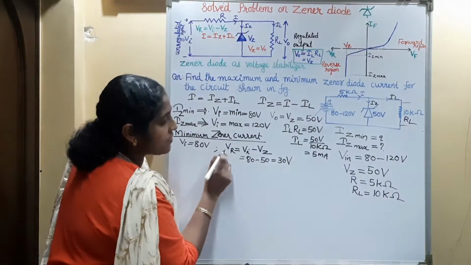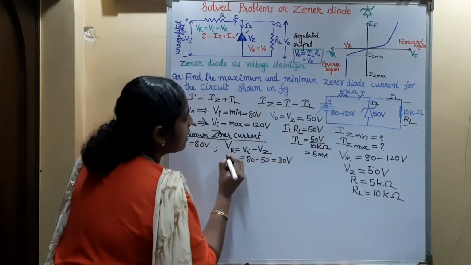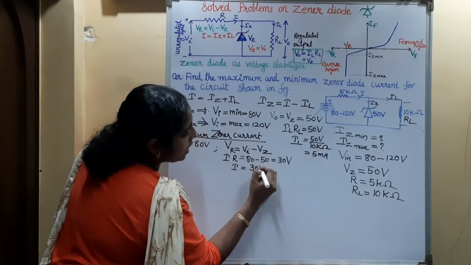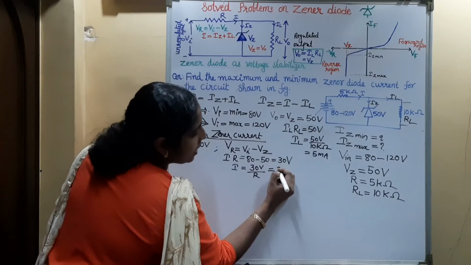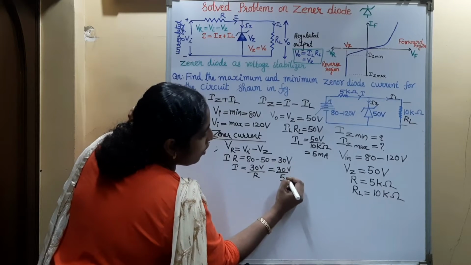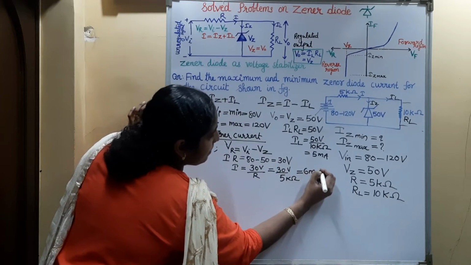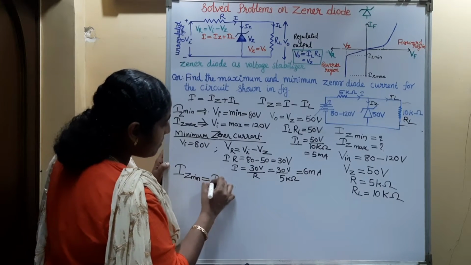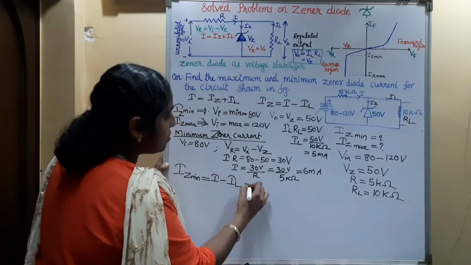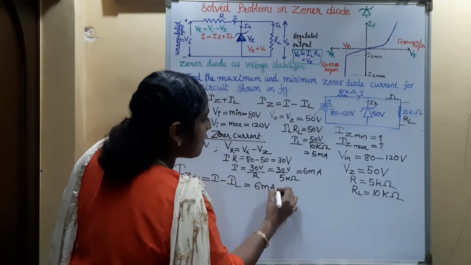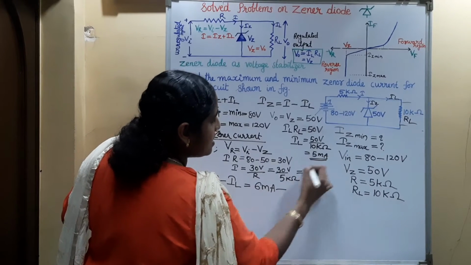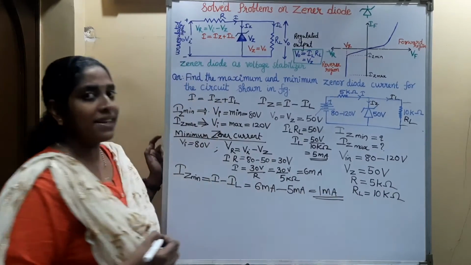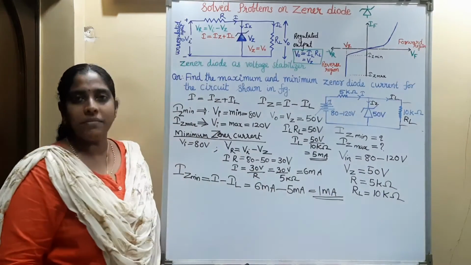And this VR, that is the voltage drop across the series resistance, is equal to IR, or I is equal to 30 volt divided by R, that is 30 divided by 5 kilo ohm, which is equal to 6 milliampere. So the IZ minimum is equal to I minus IL, that is 6 milliampere minus the load current, that is 5 milliampere. It is equal to 1 milliampere. So the minimum Zener current for this given circuit is 1 milliampere.